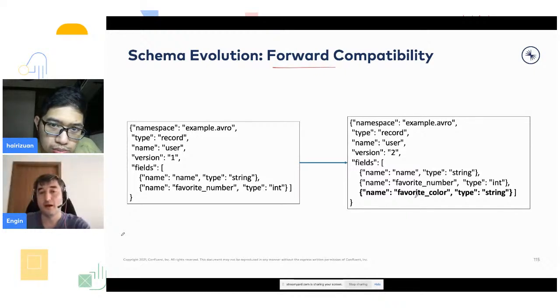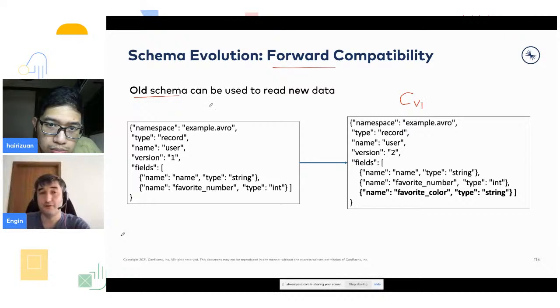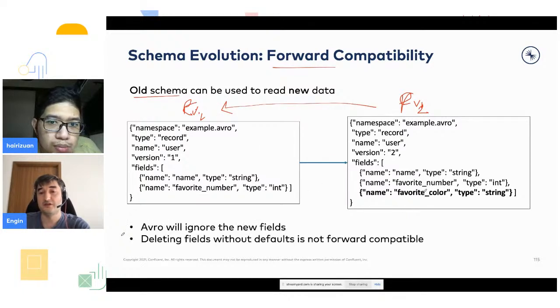I'm adding the favorite color without the default, which means that the old schema can be used to read new data. The consumer is still on version 1 and the producer on version 2. So if I produce data, this consumer can still read it, it just discards the favorite color. And this is how it works.